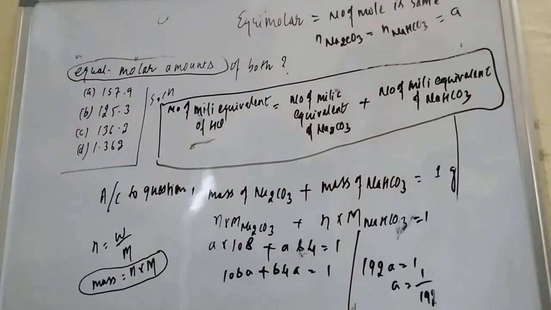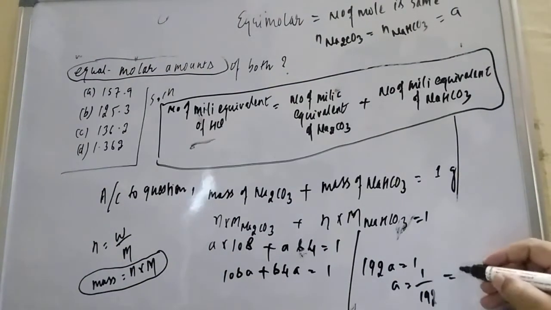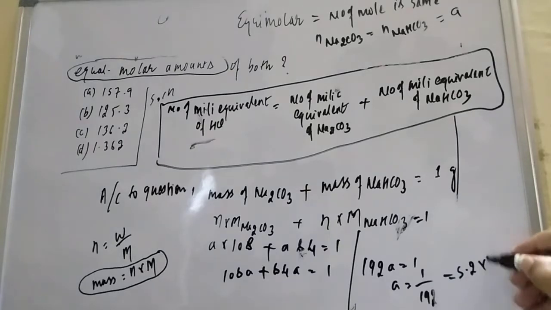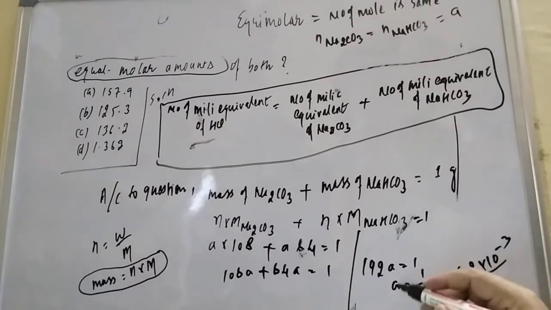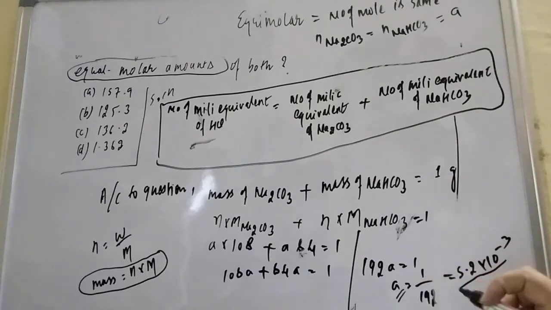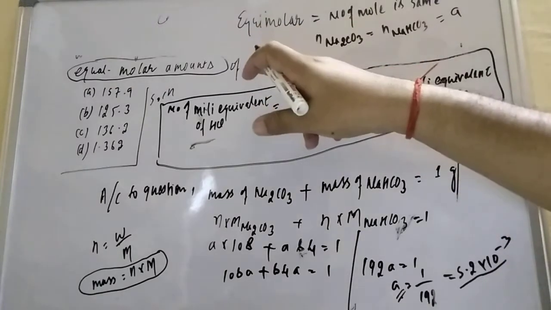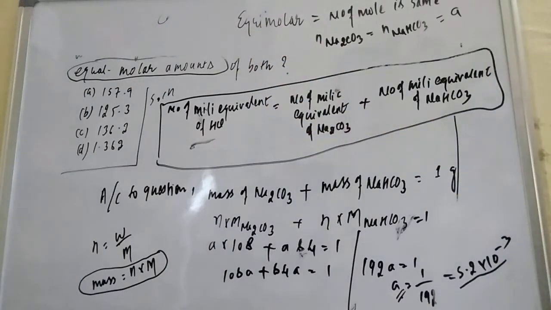If you are dividing it, it is coming 5.2 into 10 power minus 3. Okay, this is the moles of A. A is what? Equimolar. So moles of A is how much? 5.2 into 10 power minus 3 per liter.